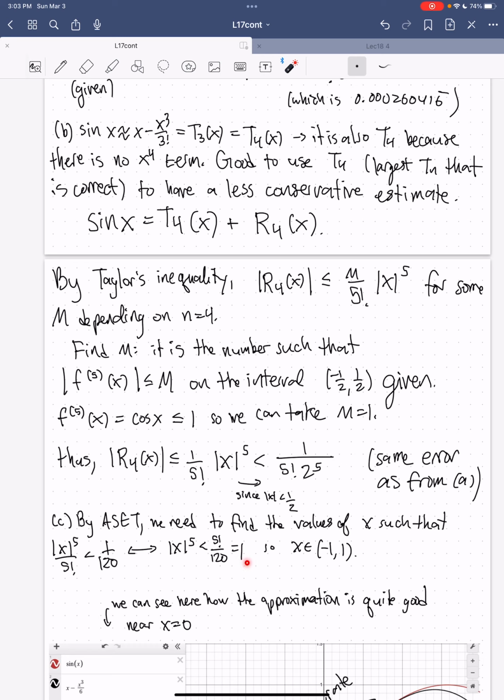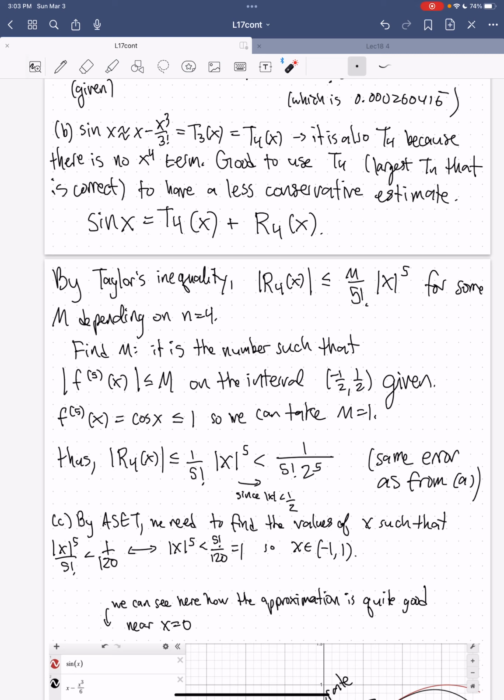And we can just solve that inequality, and it turns out that 5 over 120 is equal to 1. So really we just need x between -1 and 1. So that's why this question had the 120 there, it's just kind of a convenient canceling out.